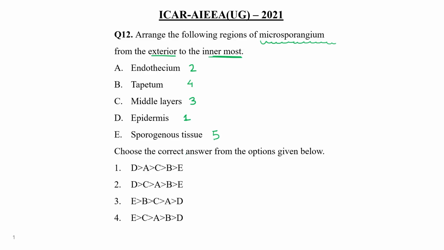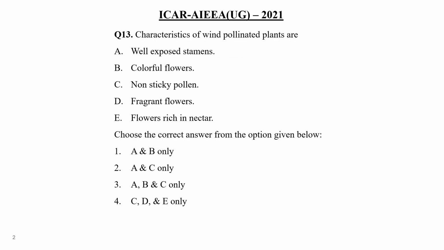So let's search out where these options are. Option A first position. Out of 1 and 2 we have to choose. So D is present in both 1 and 2 on the first position, and then second position A. Choice number 1 would be the correct answer, because just after epidermis, endothecium is present only in choice number 1. Clear? Now let's move to the next question, that is question number 13.